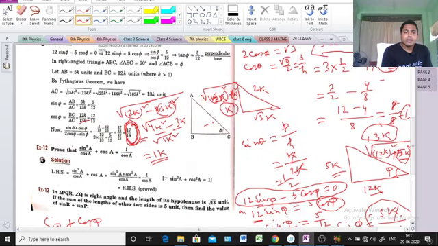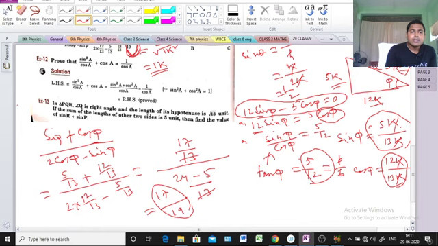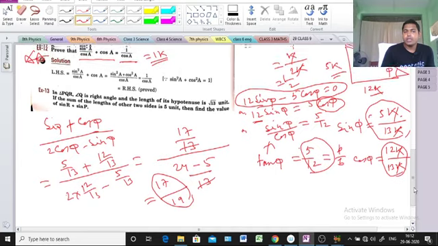Now next question, example 12. Prove that sin square a by cos a plus cos a equal to 1 by cos a. This is the question. Very important question, but easy also. So example 12, read the question. Everyone read the question.